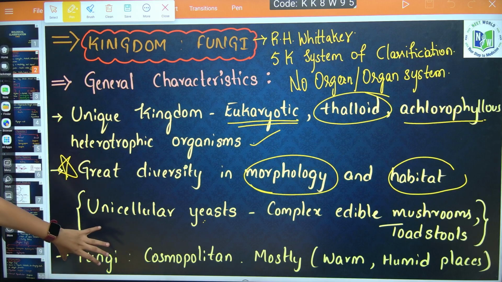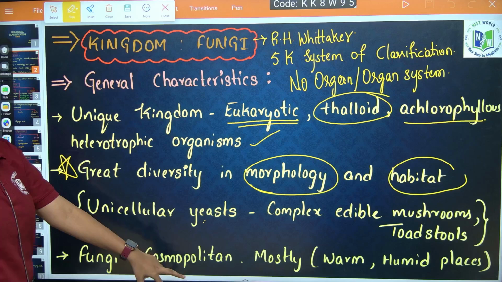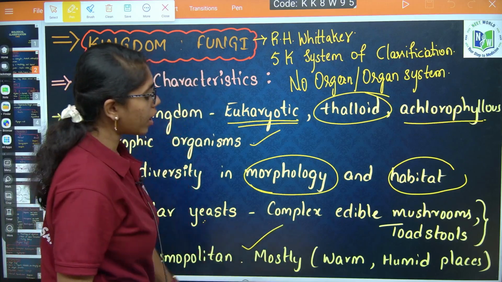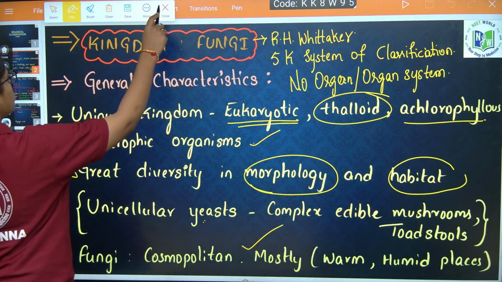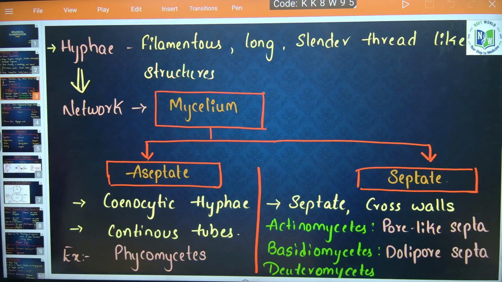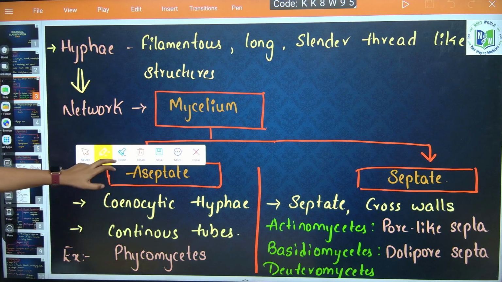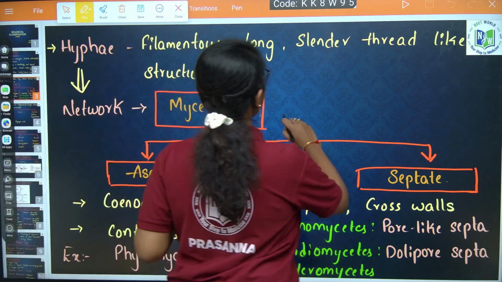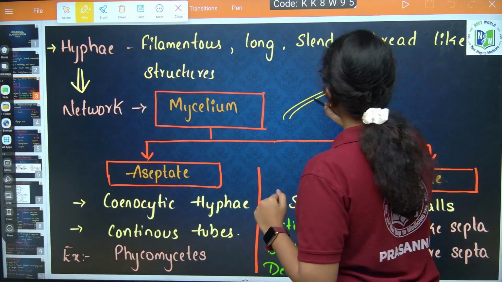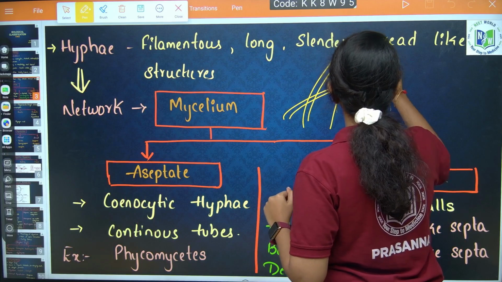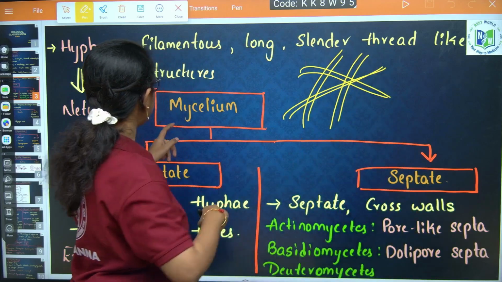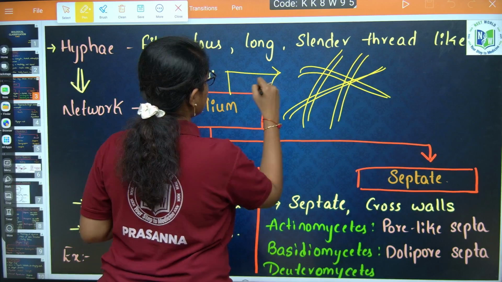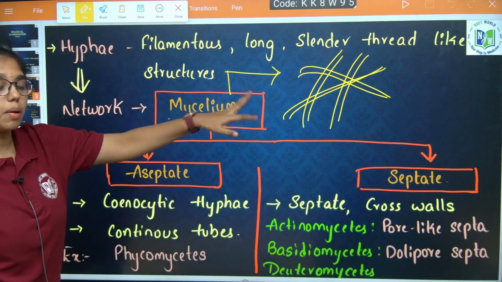Next, if you look into the habitat, they are cosmopolitan in distribution, but they mostly occur in warm and humid places. Next, what are fungi made up of? Fungi are made up of hyphae. Hyphae are nothing but small, slender, thread-like long strands. This network of hyphae is called mycelium.